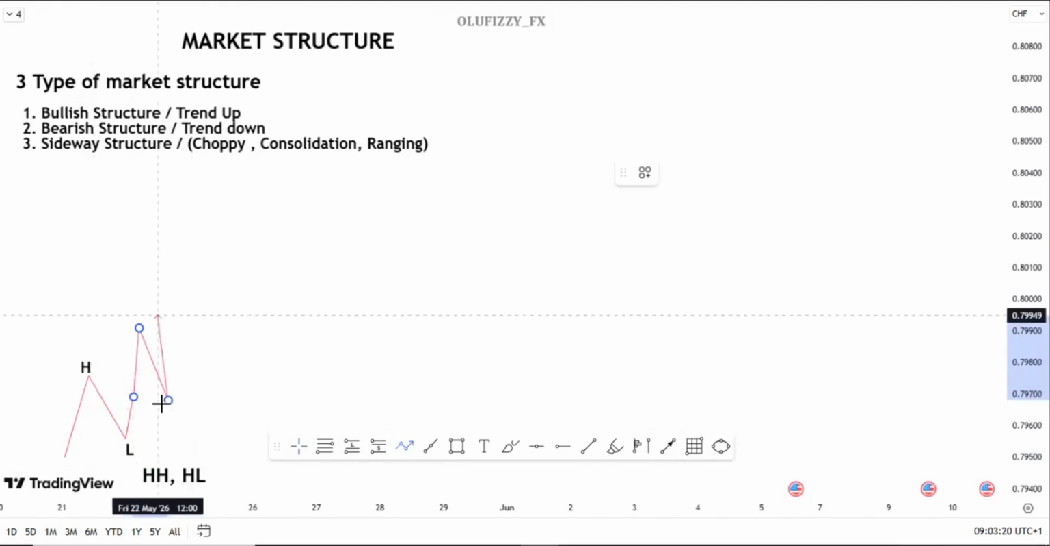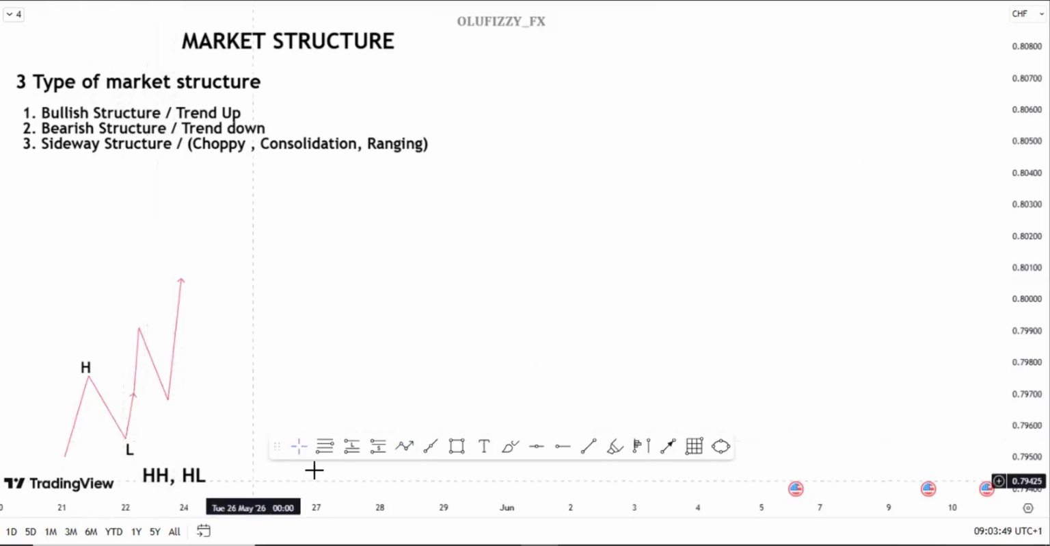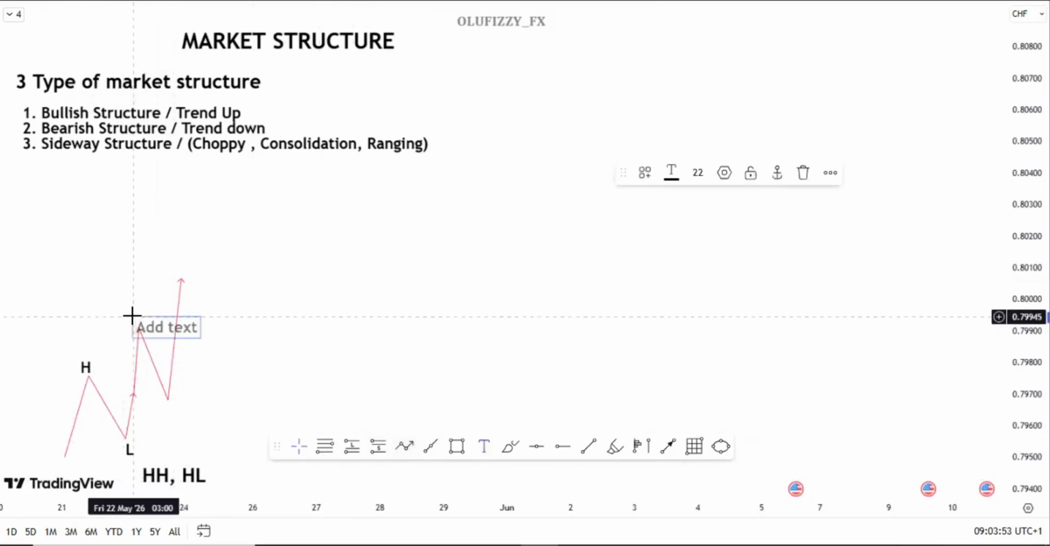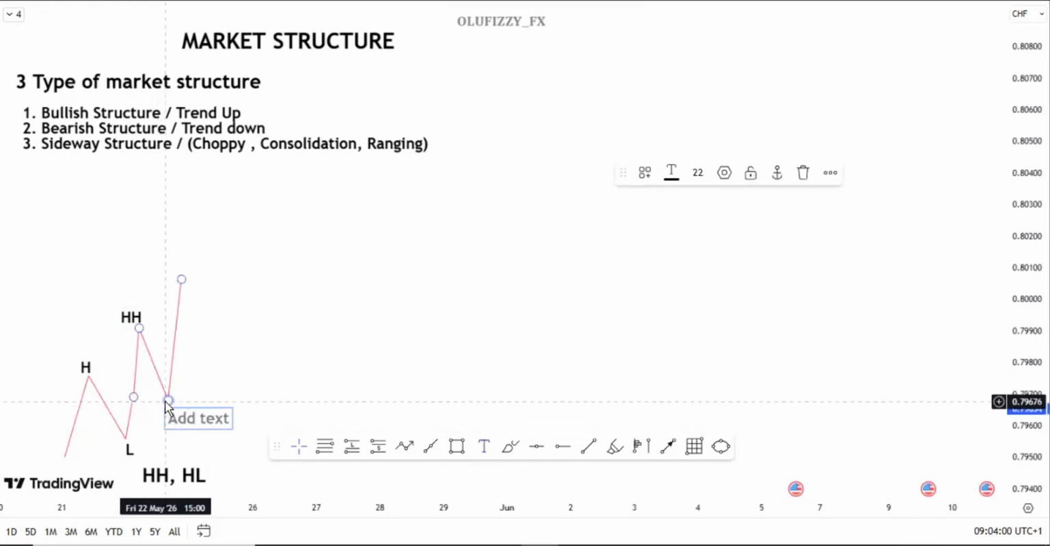So we now have a higher low. This is a higher low here. The reason why we call this a higher low is because this particular low is higher than this previous low that we have. This low is higher than this previous low. That's the reason why we call it a higher low. So we have a higher high and we have a higher low.